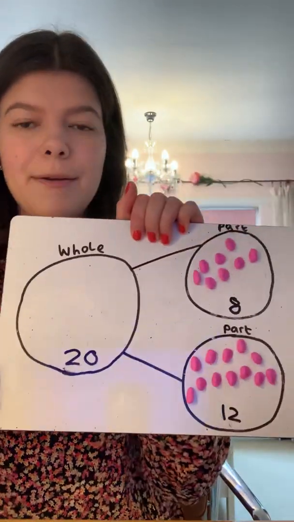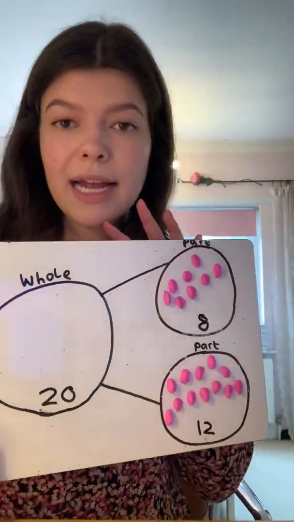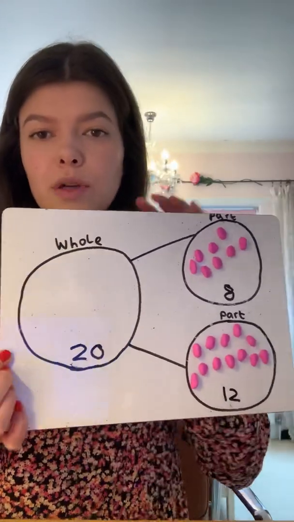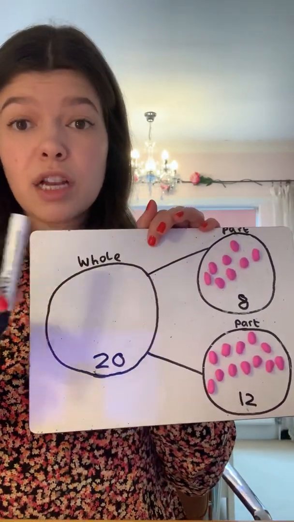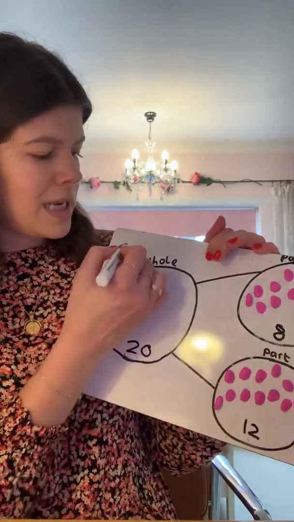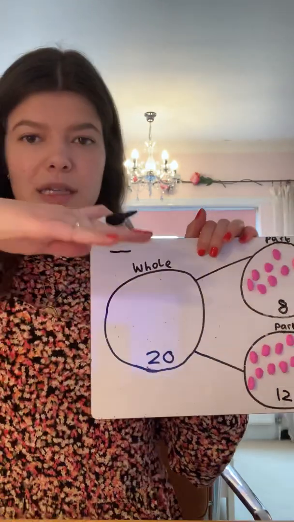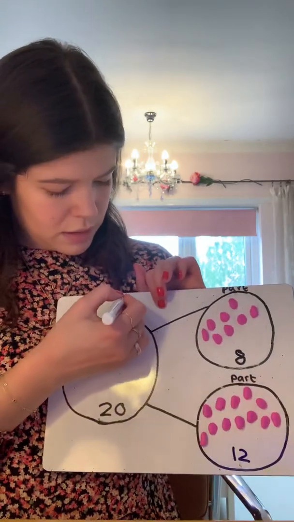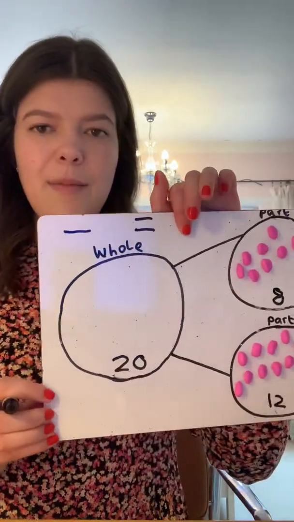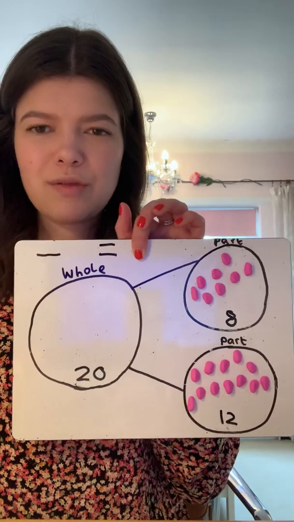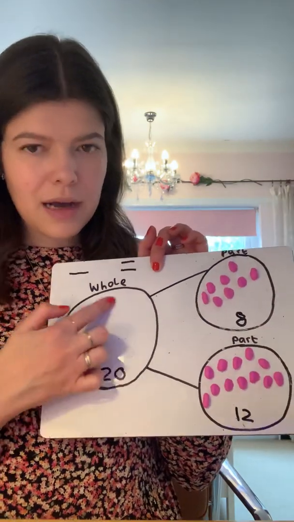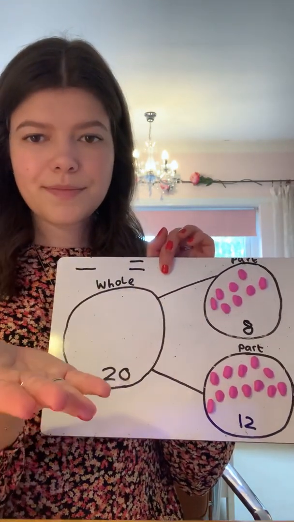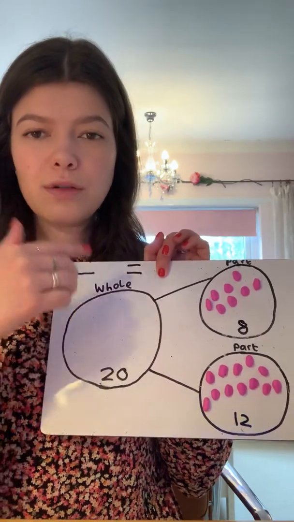Fantastic. Then we just talk it through, and as we talk, I'm going to write some equations. Now, I'm going to write the equation to show what we've done. The symbols that we need are subtract, just like our action, and is equal to, which looks like this. So I'm going to leave them at the top to help us when we come to write them. So I started with 20. 20 is the whole.